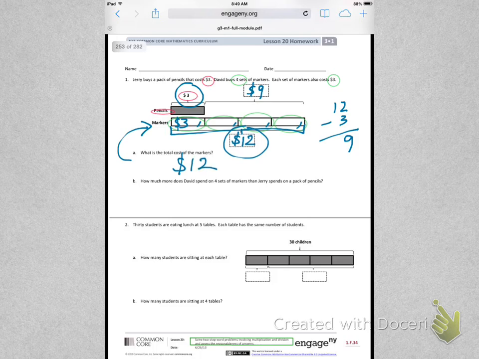B. How much more does David spend on 4 sets of markers than Jerry spends on his 1 pack of pencils? How much more tells me when I'm comparing that I'm going to subtract. So I see that David spent $12. And Jerry spent only $3. So when you compare them to find out the difference, you'll find that David spent $9 more than Jerry.